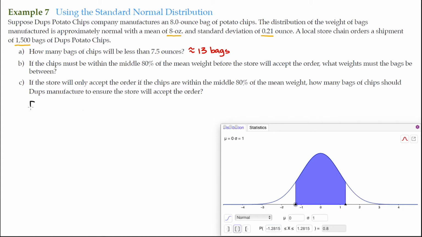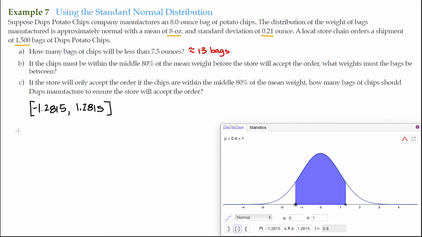So the interval that will give me the middle 80%, if the chips must be within the middle 80%, goes from negative 1.2815 to positive 1.2815. But these are the z-scores. I need to know the actual weight of the bags.